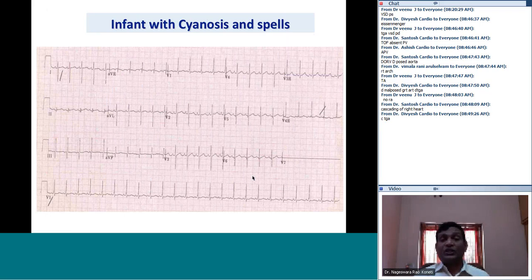So whenever you are asked an ECG, you can type the diagnosis. I will discuss the findings. A total ECG, very good, it's a tetralogy of Fallot.